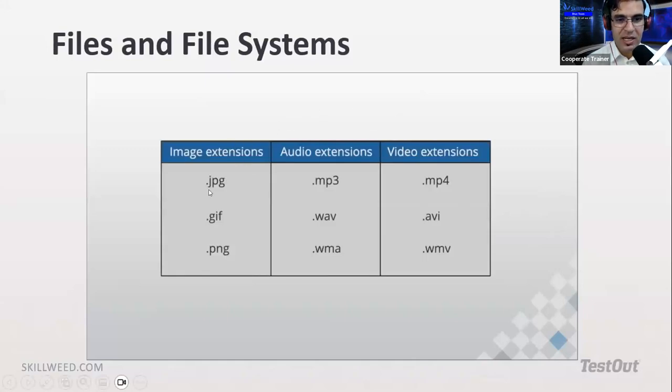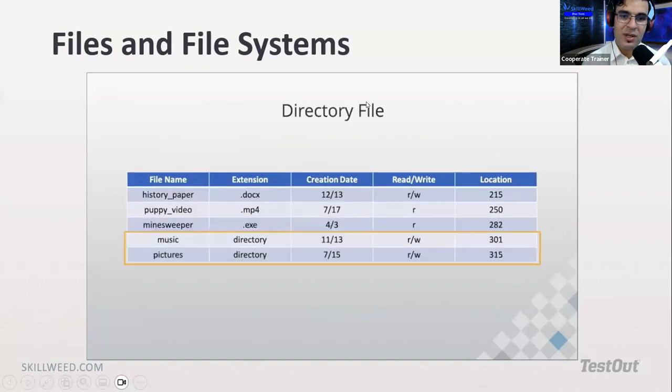Image extensions are like JPG, GIF, and PNG. We have audio extensions of MP3, WAV, and WMA, and MP4, AVI, and, from Windows Movie Maker, WMV. Those are the video extensions we have.